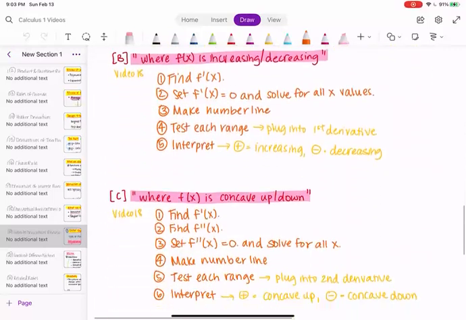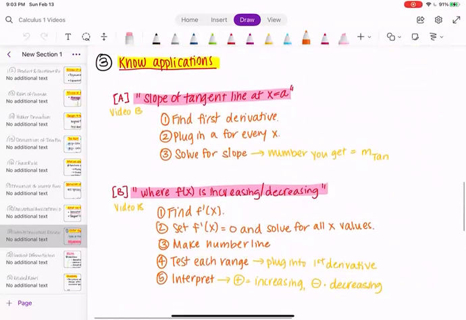And then the last thing you should know is some applications, right? So the first application we covered in video 13, which was rate of change with derivatives. And that basically just goes through how to find the slope of a tangent line given the x value you want to find it at. Remember, the first derivative is a function that will help you find the slope of a tangent line at any value of x. So the first step is going to be find the first derivative, and then you'll plug in whatever value they gave you into the derivative, and the value that you populate from that will be your slope of the tangent line at that x value.